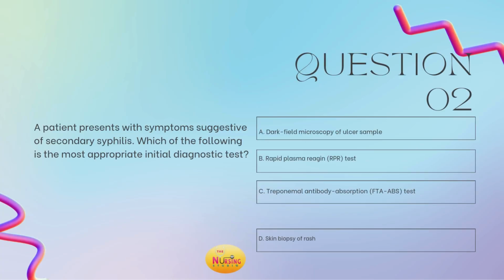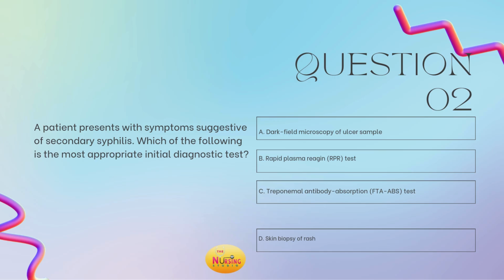All right, question number two. A patient presents with symptoms suggestive of secondary syphilis. Which of the following is the most appropriate initial diagnostic test? Is it A, dark field microscopy of ulcer sample, B, RPR testing, C, FTA testing, or D, skin biopsy of a rash? Take a moment and tell me what you got, y'all.